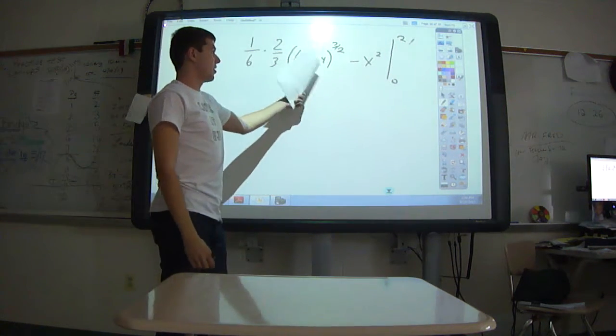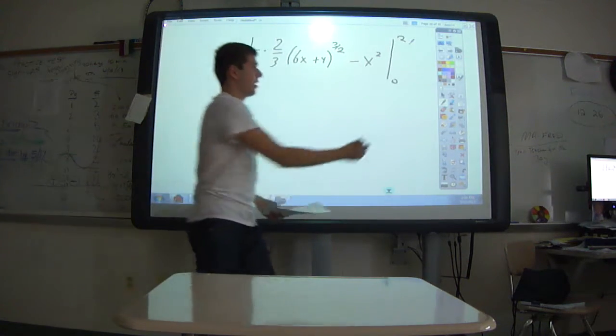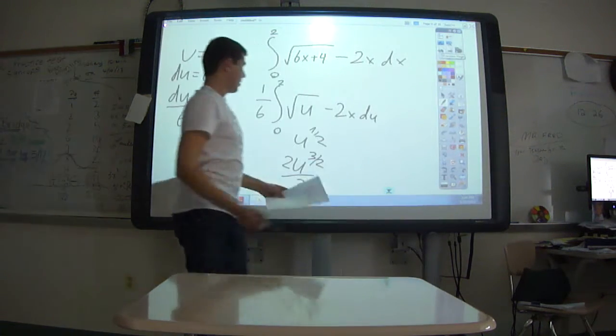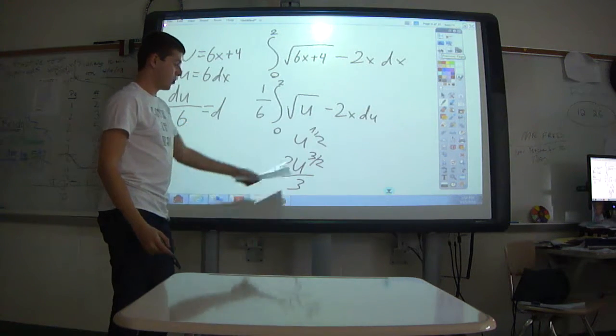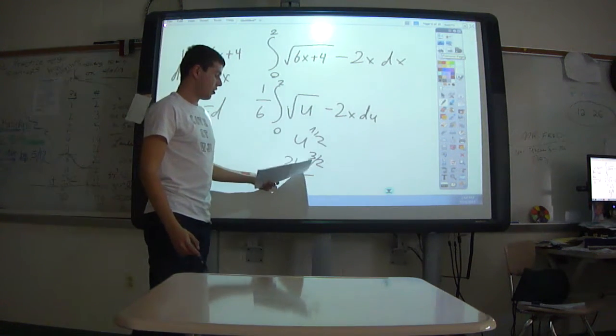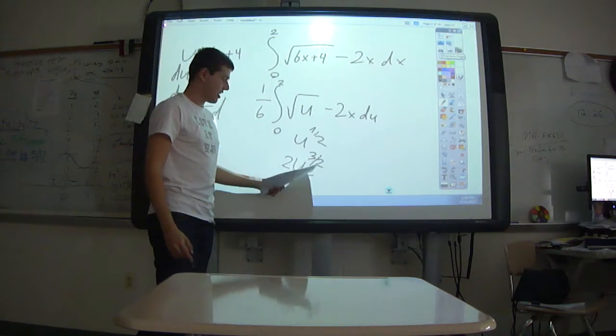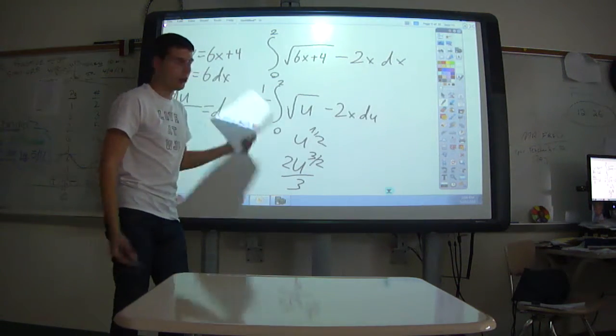So just if you're wondering where the 6x plus 4 came back from, is that if we go back, when we did the u substitution, we substituted u for 6x plus 4. So when we get here to the 2/3 u to the 3/2, you just take the u and plug back in the 6x plus 4.